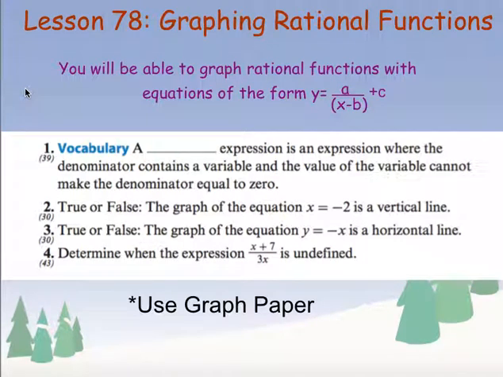Algebra 1, Lesson 78, we are graphing rational functions. Now, we have looked at rational functions in the past and graphed them, but this time we're actually doing a few transformations on them because they have the form y equals a divided by x minus b plus c. The b and the c parts of these are what's going to move them throughout the coordinate grid.